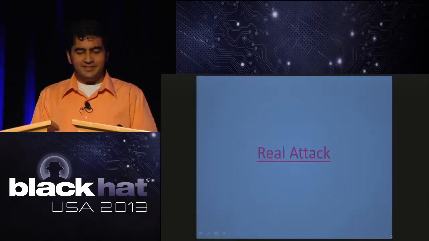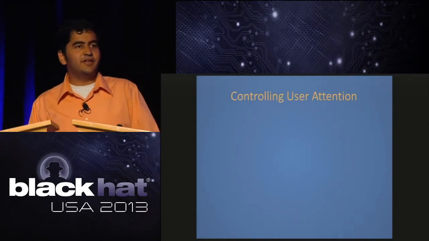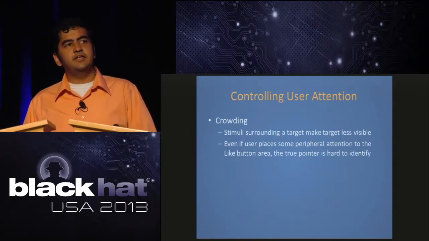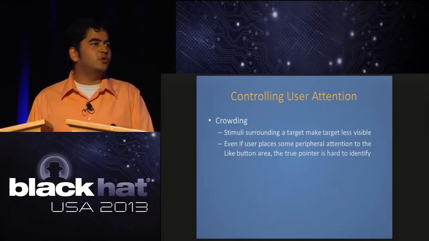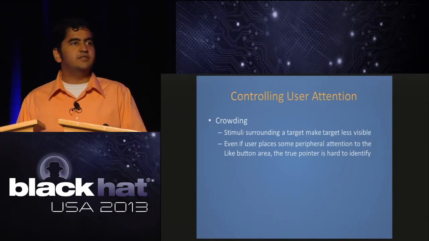All right. So what are we doing here to confuse the user's idea of where the pointer is? We are using this trick called crowding. This is a well-studied phenomenon in human perception. Any stimuli surrounding a target makes the target less visible because humans want to conserve their attention. Attention takes up a lot of our brain power, so they try to conserve the attention.